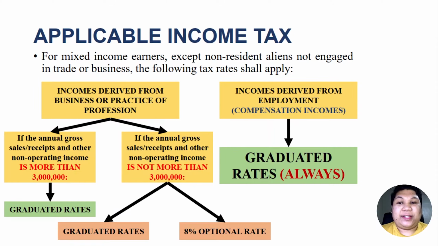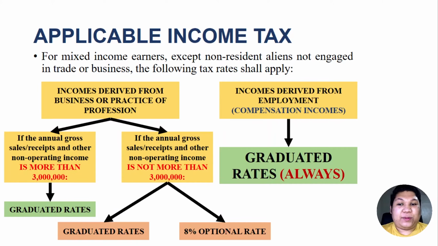So it means that the computation of income tax will get a little bit complicated if the mixed income earner, an individual taxpayer, derives income from employment and at the same time from practice of profession or business, and the total annual gross receipts or sales and other non-operating incomes is not more than 3 million. Because if that's the case, then the taxpayer could select the graduated rates or the 8% optional rate. And if the taxpayer selects the 8% optional rate, that would mean that we have to compute separate income tax for his compensation incomes and for his incomes derived from business or practice of profession.